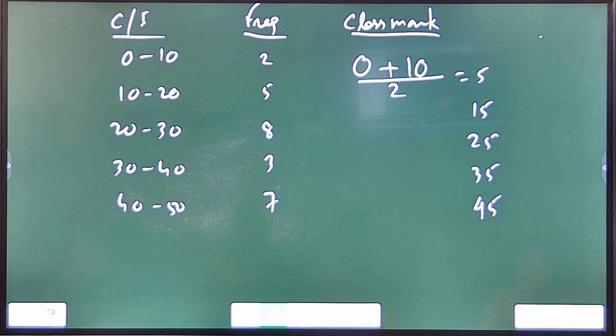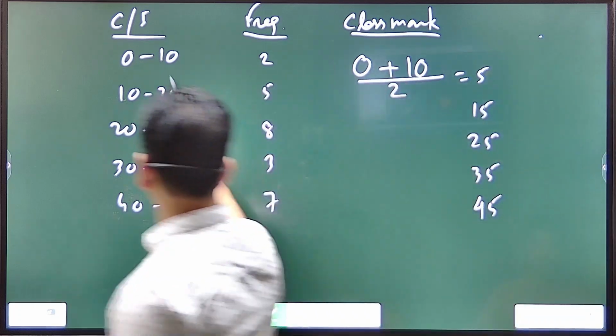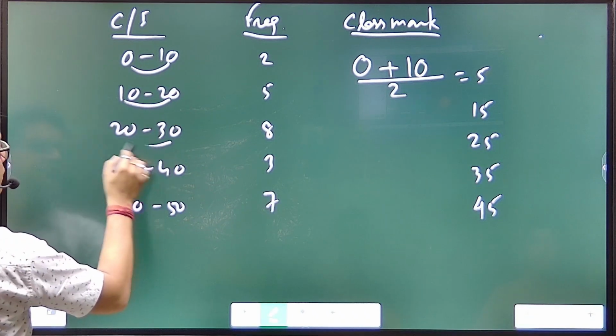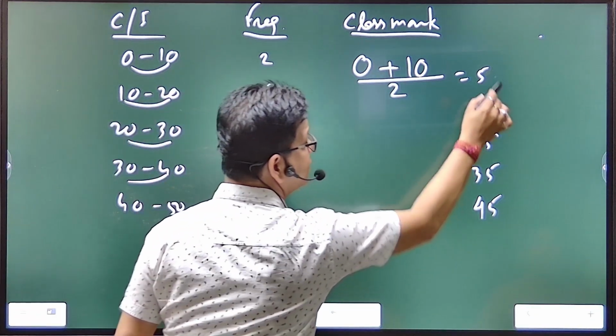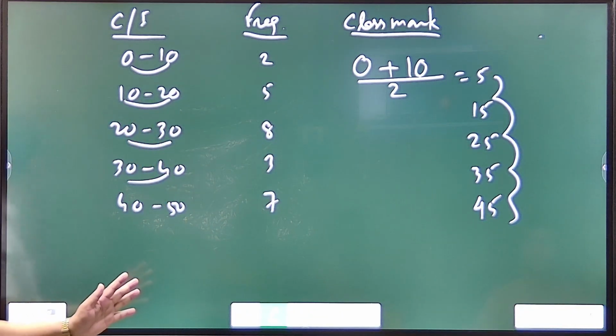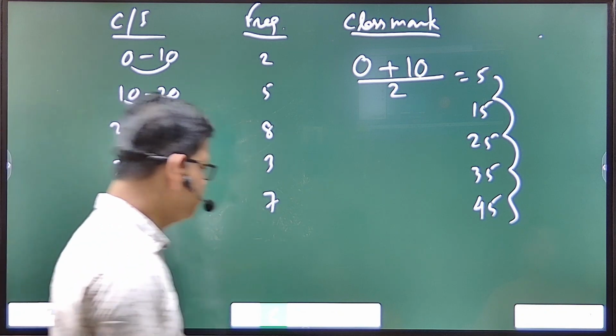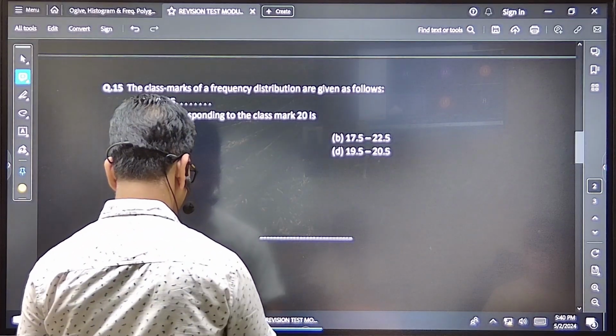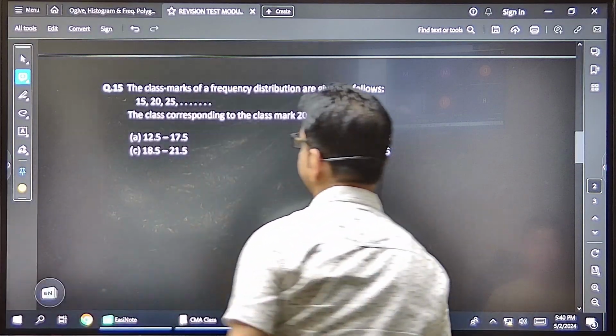So actually this is the middlemost value of the classes. Now one observation: what is this class size? These class marks are also increasing by the class size. So the class marks always increase by the class size. Now, I have given this note so that you can understand this.